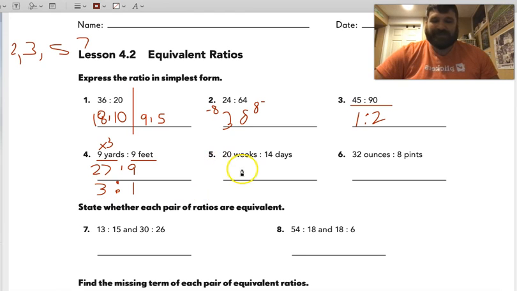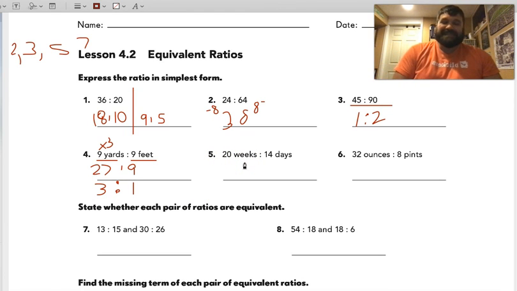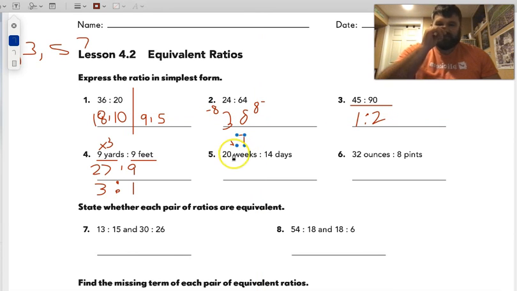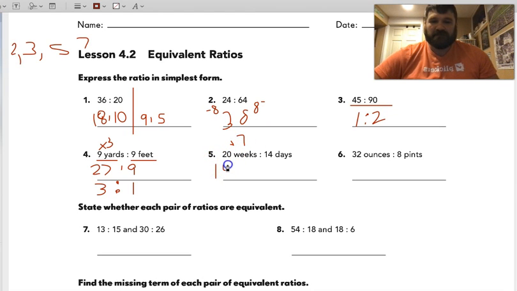Okay, number 5. So weeks to days. Can you put a week in a day? No, but you can put a day in a week. How many days are in a week? Well, that would be 7. I hope you know that. So we're going to multiply by 7. 7 times 2, I always remember we can hide the 0. 7 times 2 is 14, and then bring that 0 back. It's powers of 10. Okay, and then we still have 14 days. So 20 weeks is 140 to 14 days.